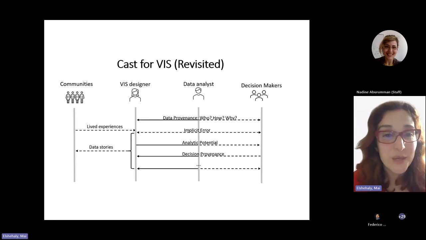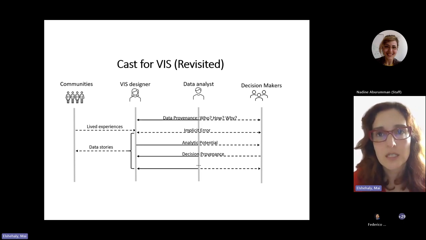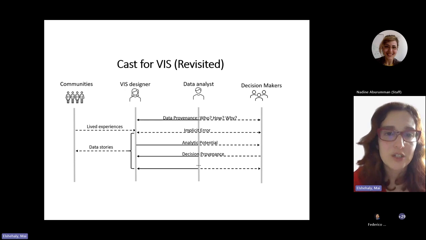But yeah, to wrap things up, I think the main thing for visualization to be useful for decision makers is for us to understand the tasks in context and understand the practices, but really to consider them as key stakeholders of visualization and really revisit the way we define the cast for visualization research.